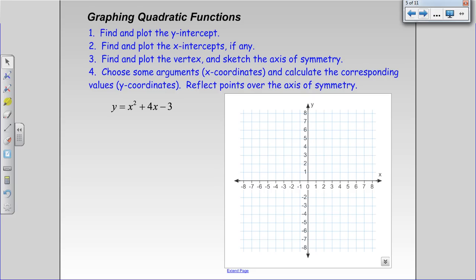Let's do one more example. We'll graph the equation y equals x squared plus 4x minus 3. Again, the y-intercept is easy to identify because if x is 0, the first 2 terms are also 0. So the y-intercept is (0, -3).